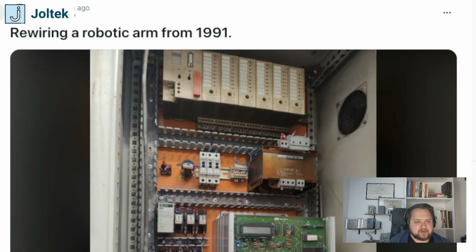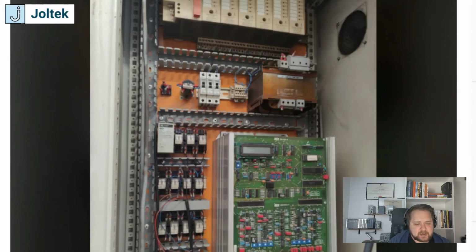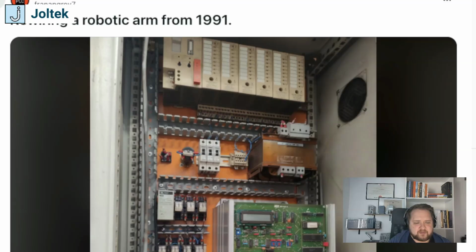Of course, power engineering is a discipline of its own, so we have an interesting question from the user by the name of Frangry7, and it says rewiring a robotic arm from 1991, and it is just a couple of years after I was born. And so he's got a picture of what seems to be a controller or some kind of a converter, basically, again, to perhaps a stepper motor or servo motor of that arm.